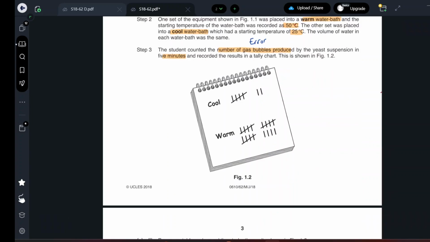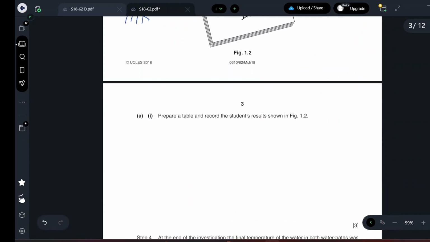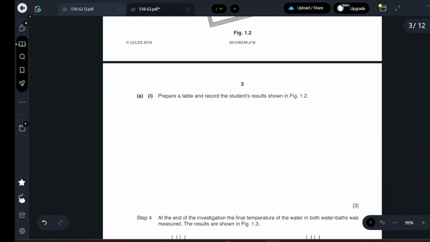These are your results. He gave them to you in tally. This is how we count in tally: 1, 2, 3, 4, and we cross them. This is 5. So here 5 and 2, 7 bubbles. Here 5, 10, 15, and 4, so 19 bubbles. Okay. Prepare a table and record the results.